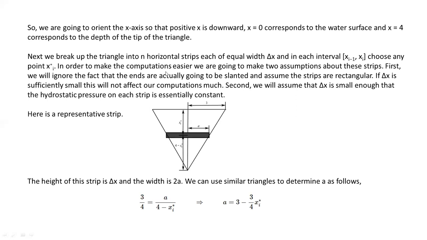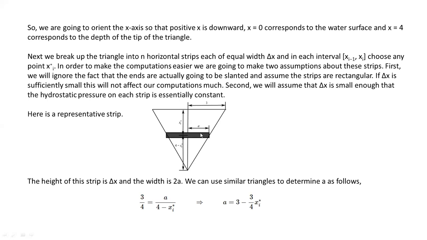So in order to make the computations easier here, we're going to make two assumptions about this strip. First, we will ignore the fact that the ends are actually going to be slanted. So they're not straight here, but they will be slanted. So you're going to ignore that one and assume that the strips are rectangular. If your delta x is sufficiently small, this will not affect our computations that much. So we know that as we make this very small, this slanting would be very negligible.